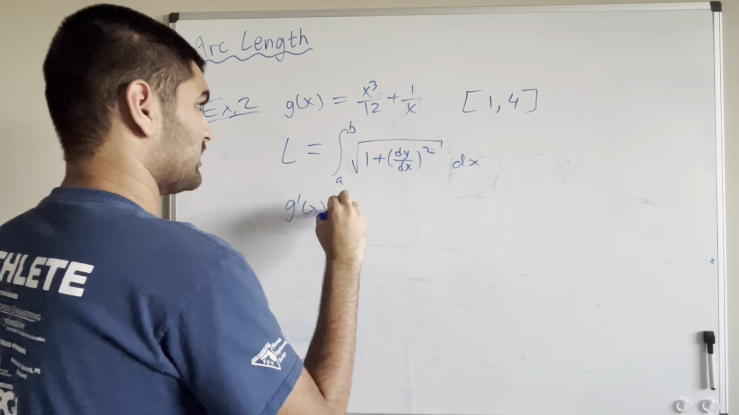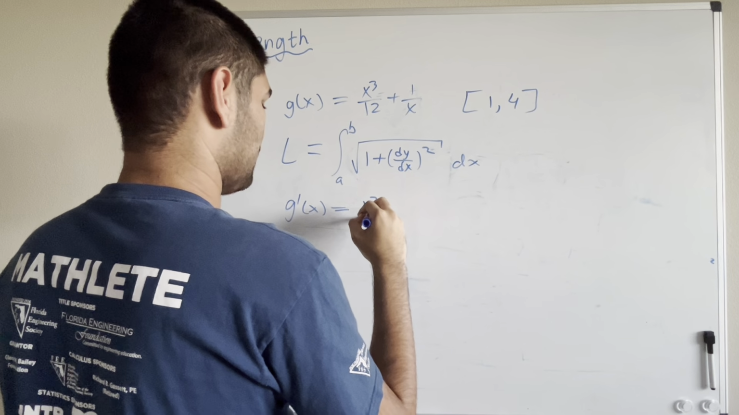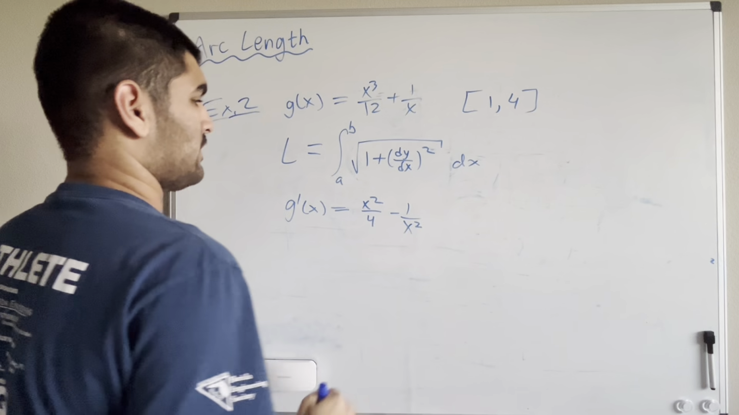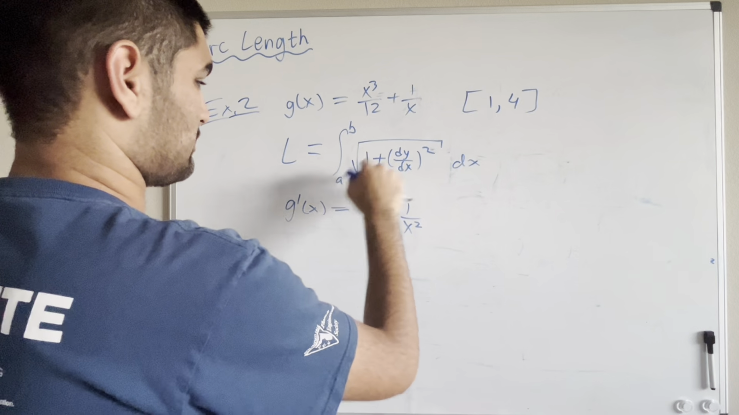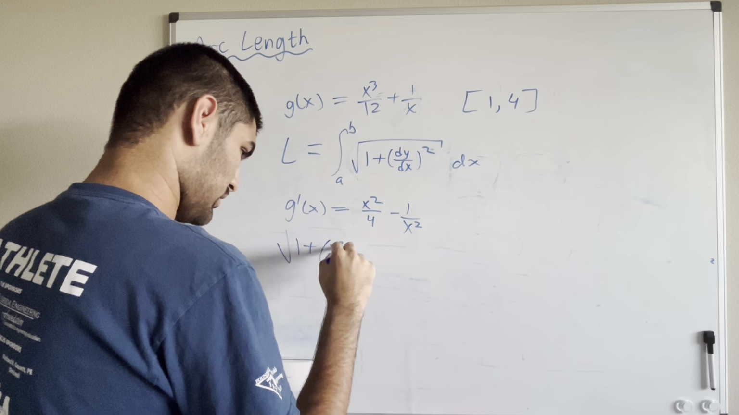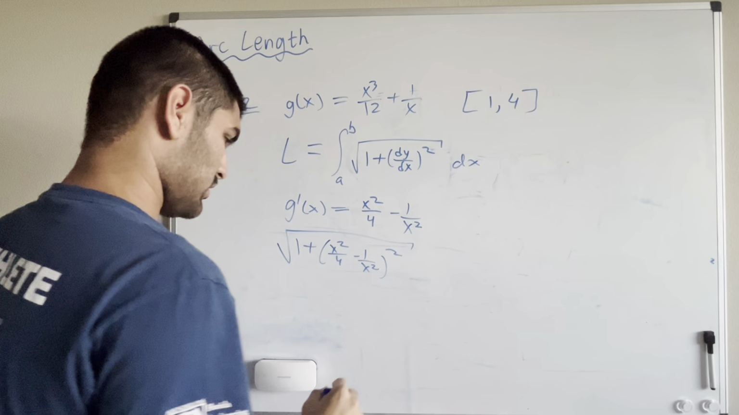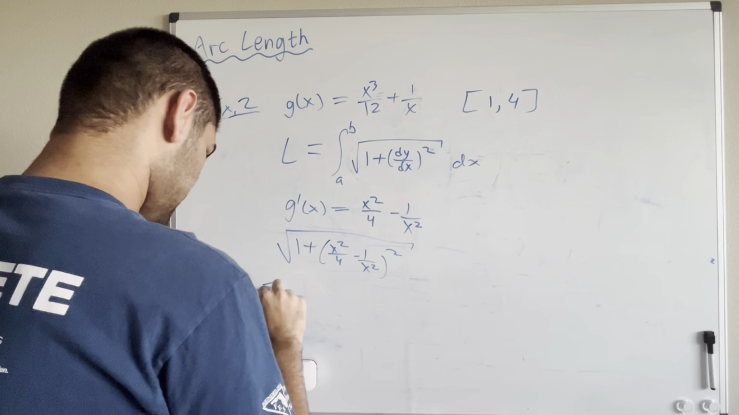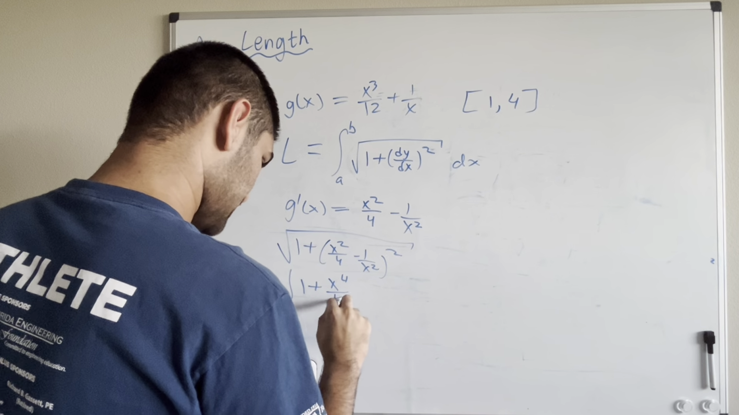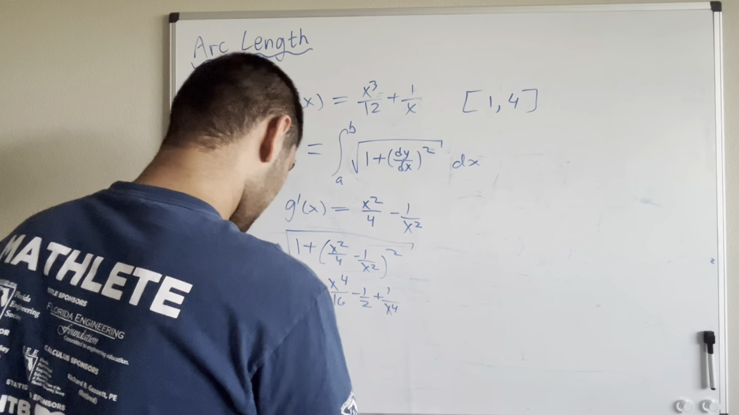So again, we have to find the first derivative of g of x. So let's see, g prime of x equals, you get x squared over 4 minus 1 over x squared, right? And again, we'll just substitute this into this expression and simplify. So 1 plus x squared over 4 minus 1 over x squared, and see, this is equal to, we have x to the 4th over 16 minus 1/2 plus 1 over x to the 4th.